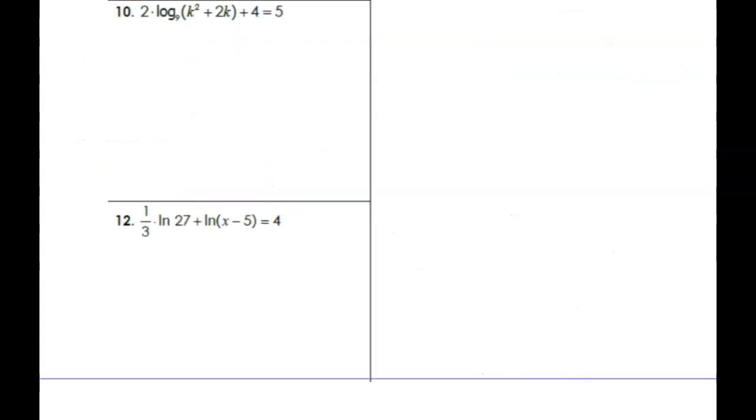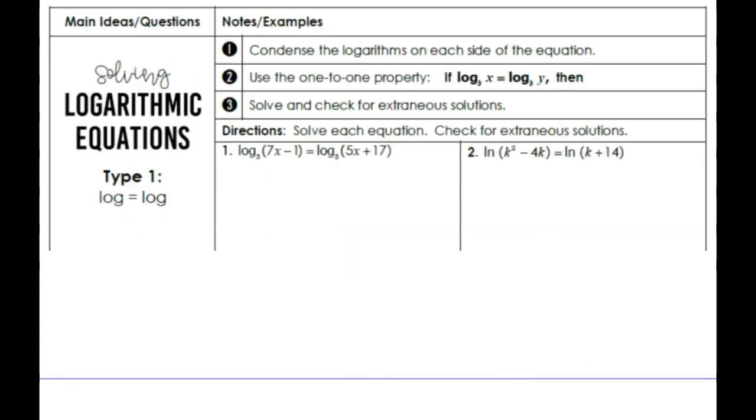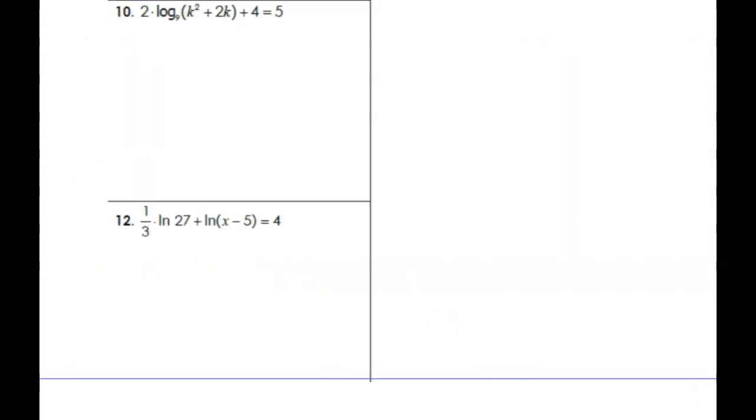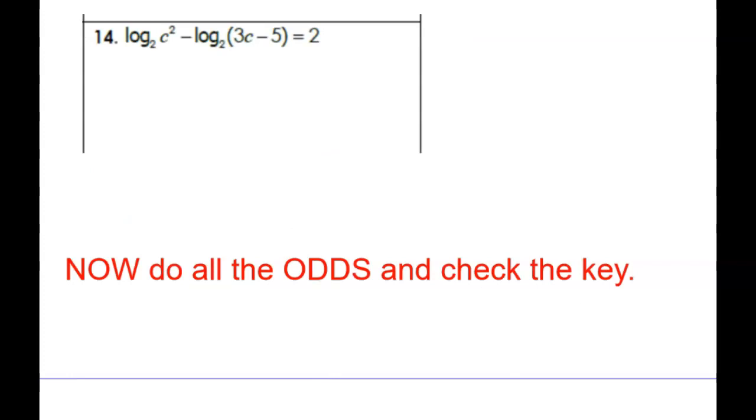I'm going to go back one, and you don't have to necessarily, but look at this one, guys. When you have log base 3 of 7x minus 1 equals log base 3 of 5x plus 17, what do you think you get to do? Yeah, 7x minus 1 equals 5x plus 17. Okay? When you have exactly one log equal to one log, you're good. Golden. Okay. I will do more practice tomorrow.